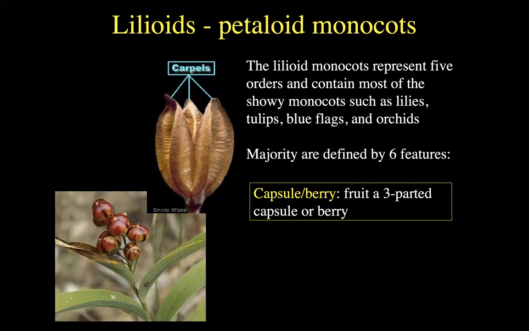There's interesting fruit evolution. We just talked about the repeated evolution of berries, which is a type of fleshy fruit. Other groups have capsules, like the yucca and friends that we looked at in lab. So a three-parted capsule or a berry.